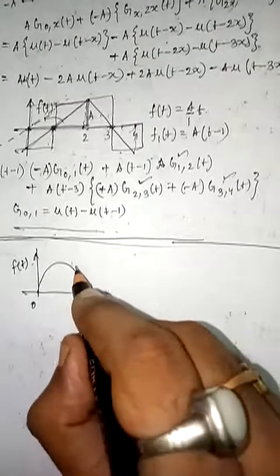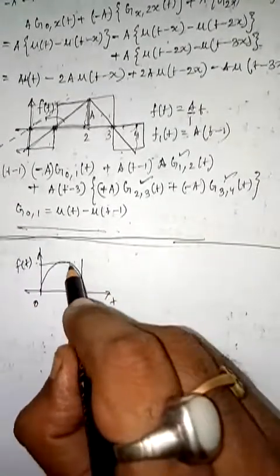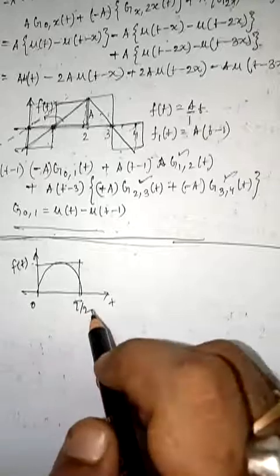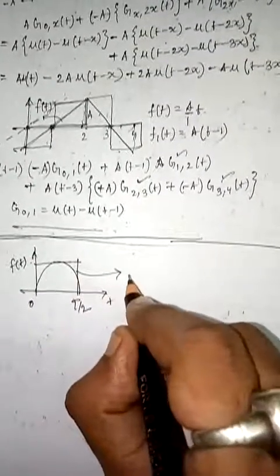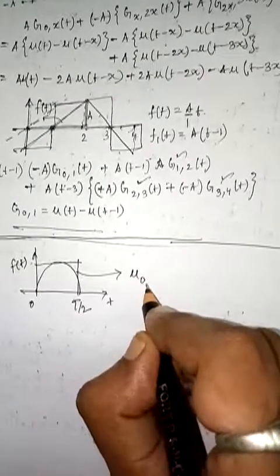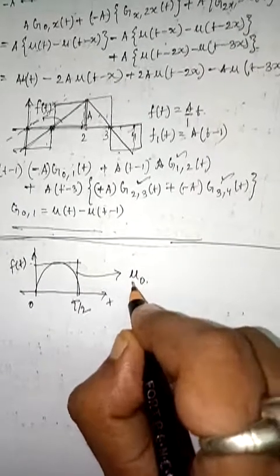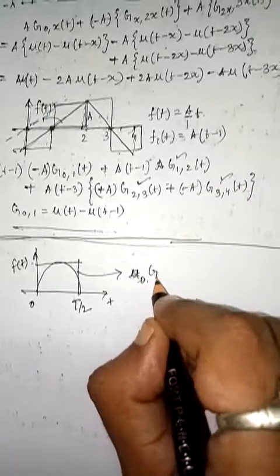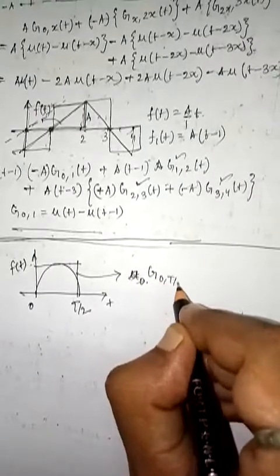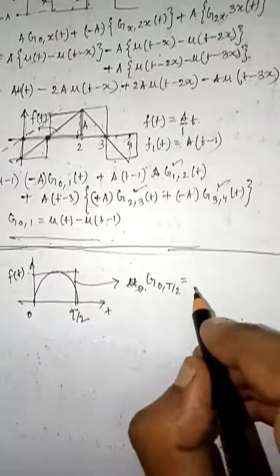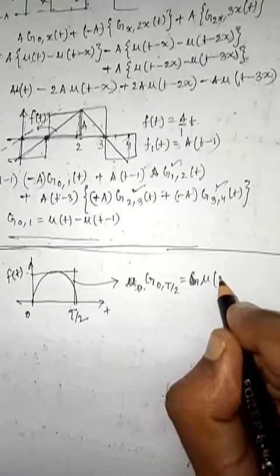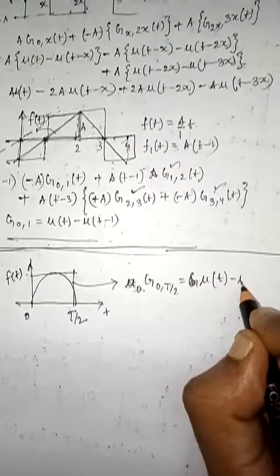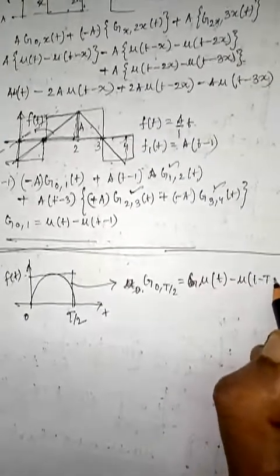That is the expression. Now, see, this is a box function. What is the dimension of the box function? 0 to T by 2. So for the box function I can write g(0, T by 2), which equals u(t) minus u(t minus T by 2).